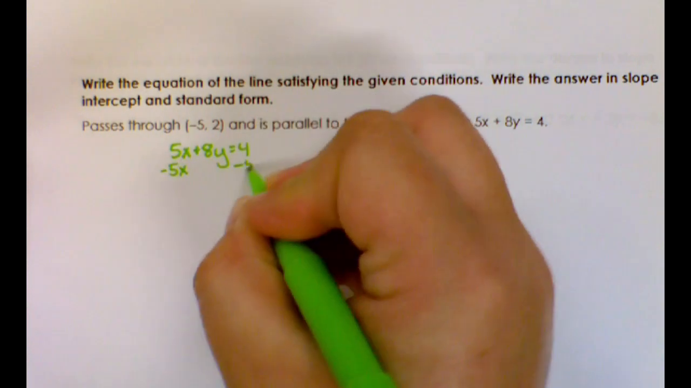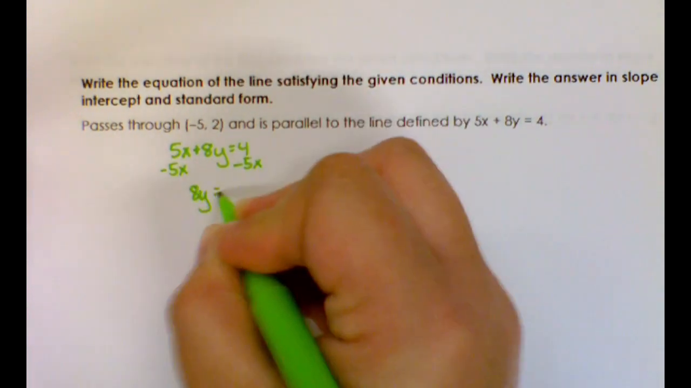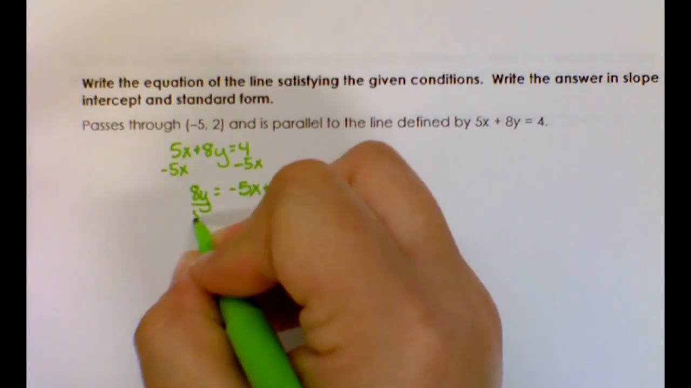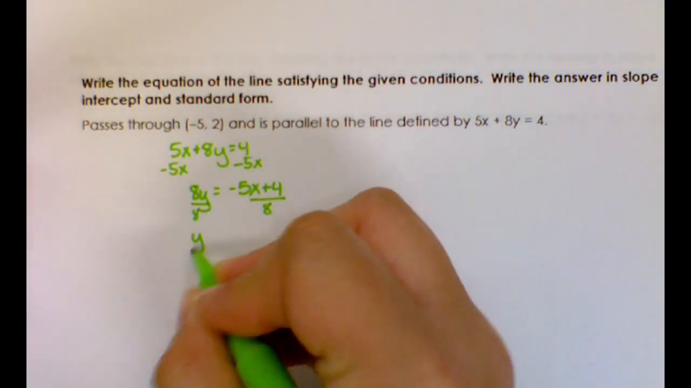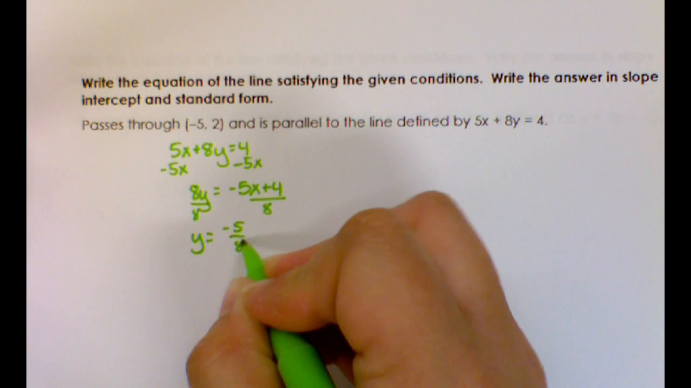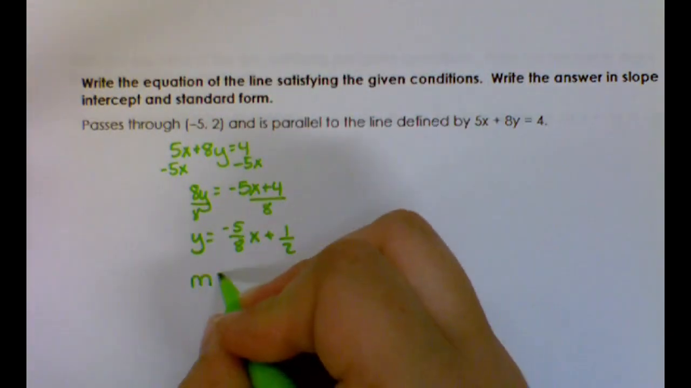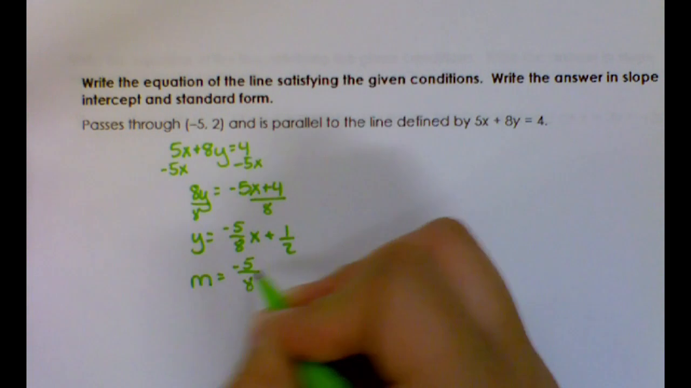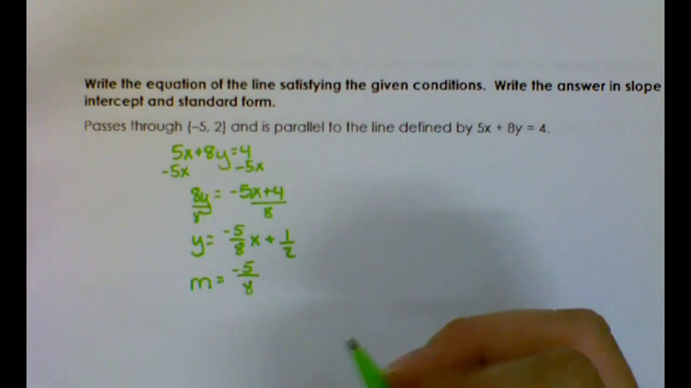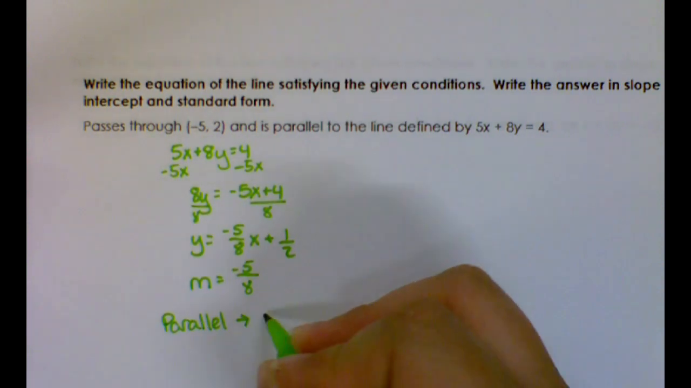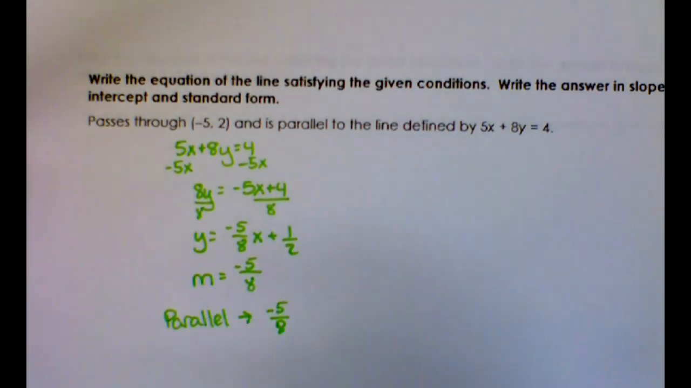we solve for y. I'll subtract my 5x, giving me 8y equals negative 5x plus 4, and then I'll divide by 8, giving me y equals negative 5/8 x plus 1/2. The slope of this line is negative 5/8, which means the slope of a parallel line is the same, so it's also negative 5/8. Now I can write the equation of this line.